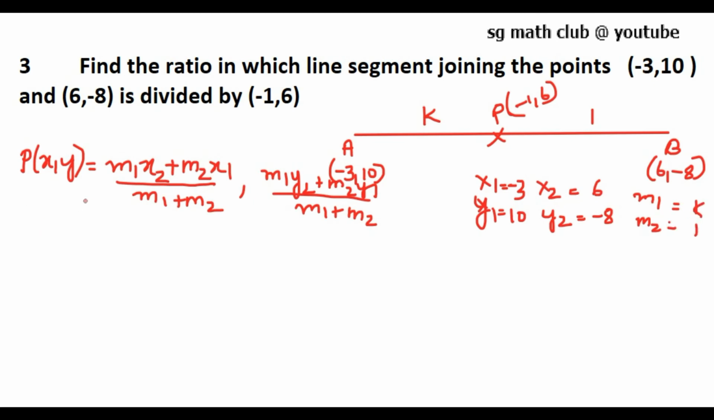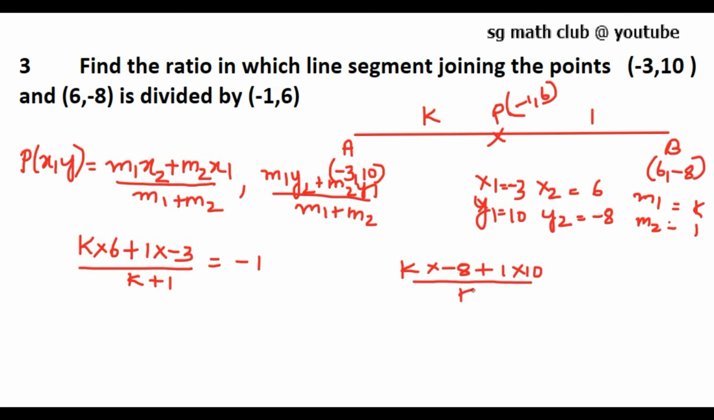Now we will substitute. X is -1. So I am going to take them separately and then substitute. So m1 is k: k into 6 plus 1 into -3 divided by k plus 1 equal to -1. Coordinate of x is -1. Same way I can write for y: k into -8 plus 1 into 10 divided by k plus 1 is equal to 6. So here (6k minus 3) divided by (k plus 1) equal to -1.